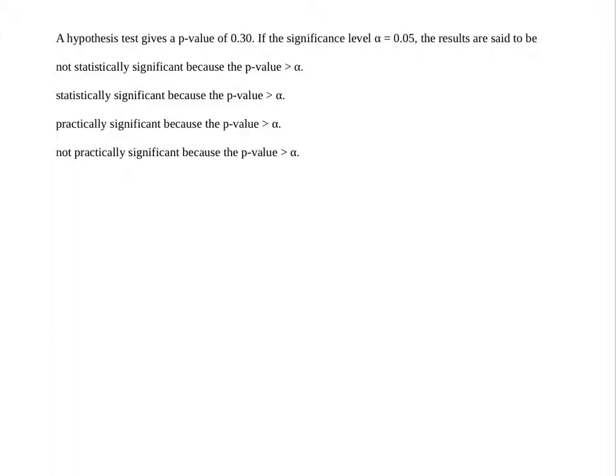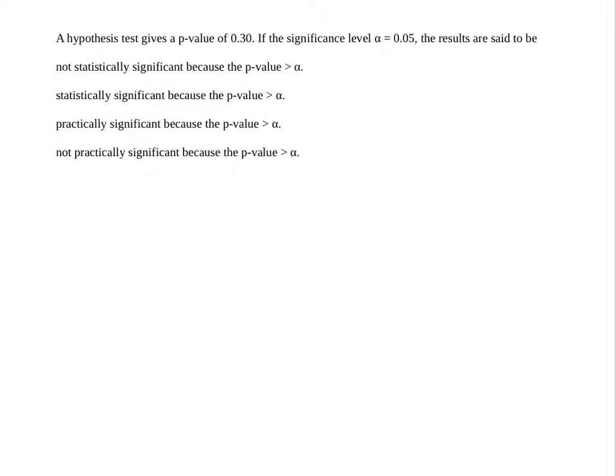A hypothesis test gives a p-value of 0.30. If the significance level is 0.05, the results are said to be statistically or not statistically significant. So let's decide, right? We were talking about that before. We compare our significance level to our p-value. If our p-value is less than our statistical significance level, then it is statistically significant. If it's greater than, then it's not.